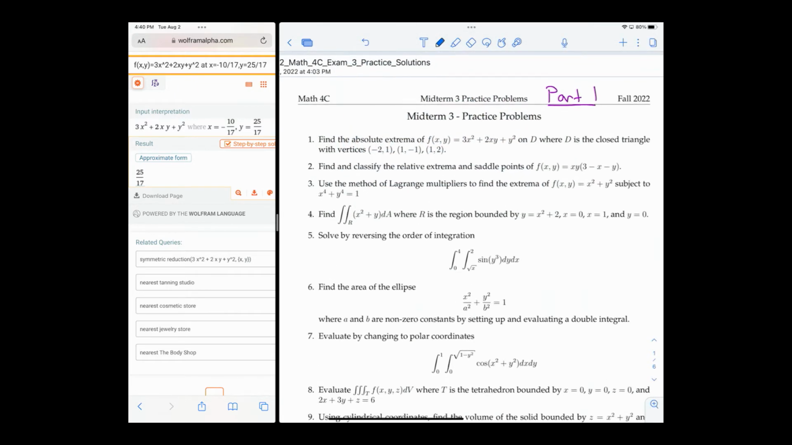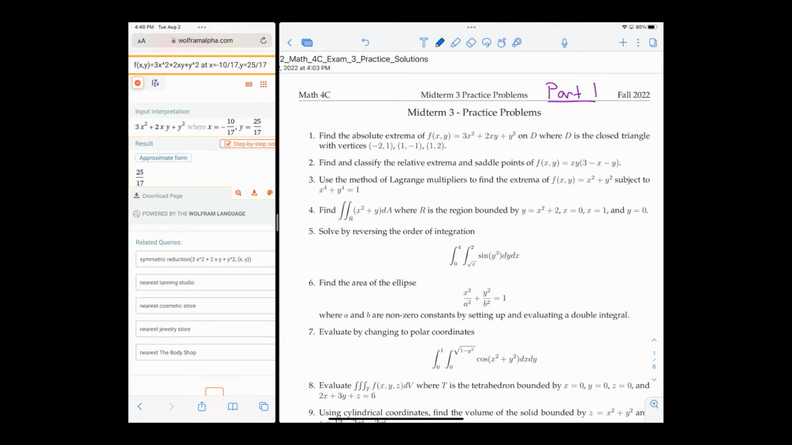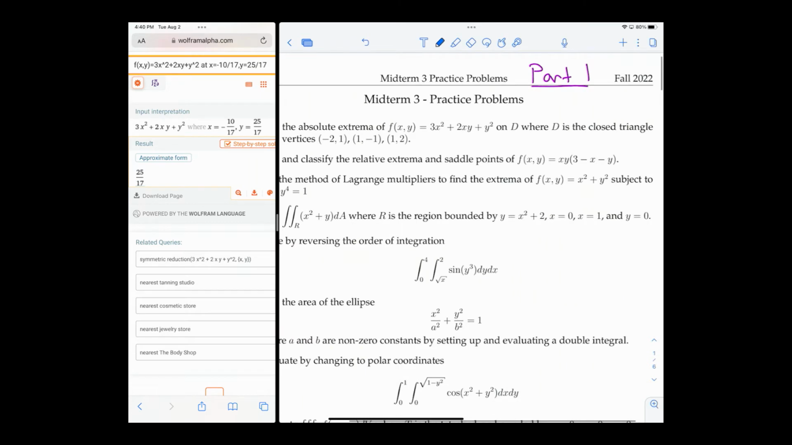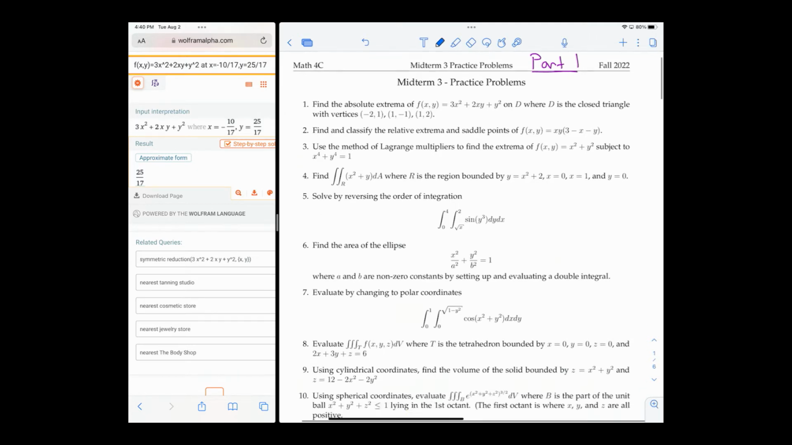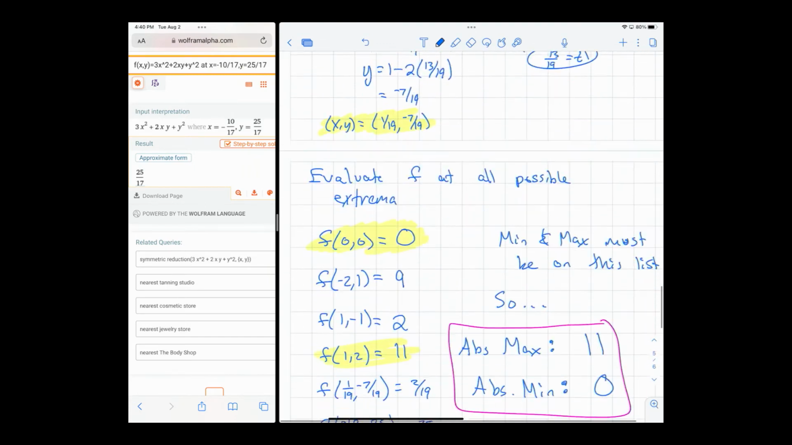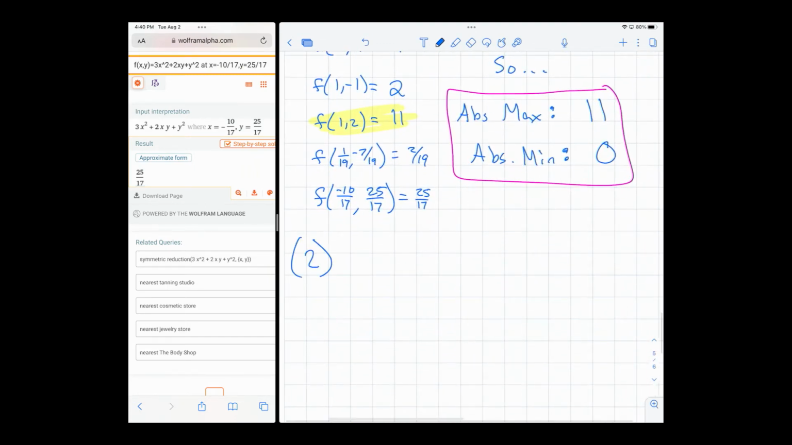So this one is similar, but it's find and classify the relative extrema and saddle points of this curve, right? And the thing about that is you don't have a boundary, so it makes it much easier than the previous one. So what do we have? xy times (3 minus x minus y). Right. So I think that's right.